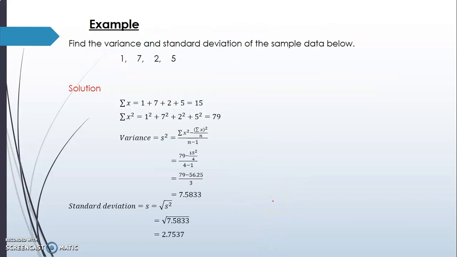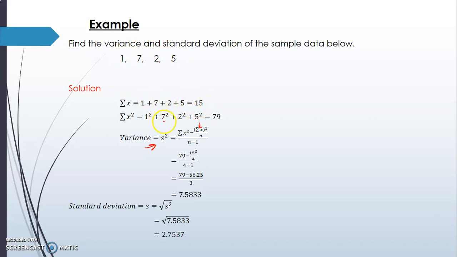Alright, here let's try this example. Find the variance and standard deviation of the sample data below, and this data is an ungrouped data. Okay, so to find the variance, the formula is this one. In this formula, we need the value of total x. Okay, because we need that value to plug into this. So total x means the sum of all observations. Our observations are 1, 7, 2, and 5. So 1 plus 7 plus 2 plus 5. So our total x is 15.